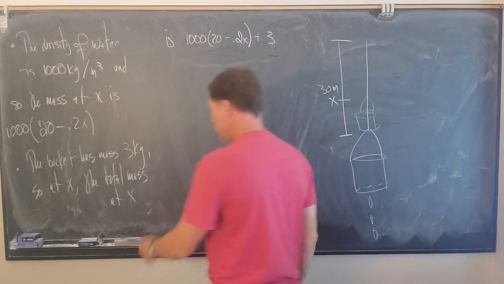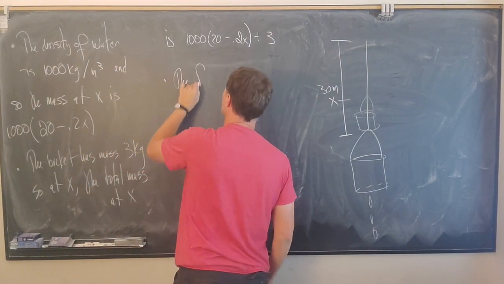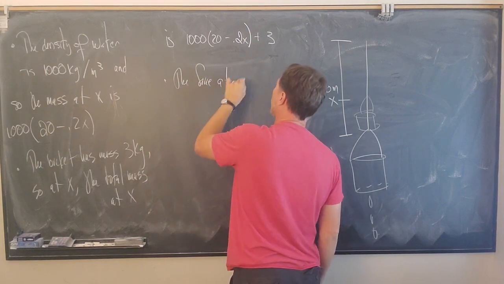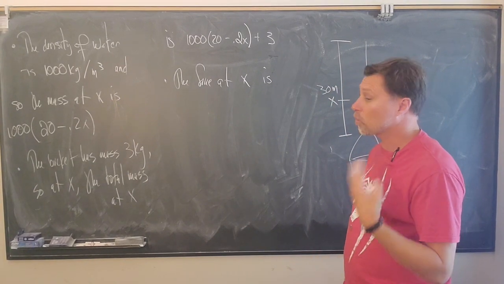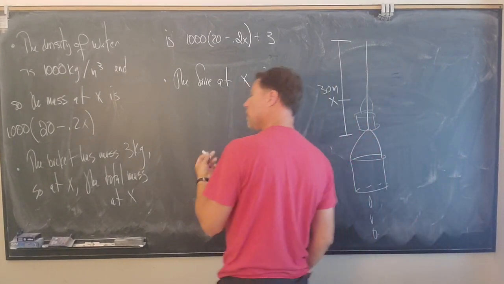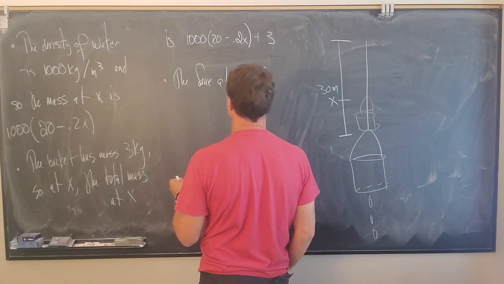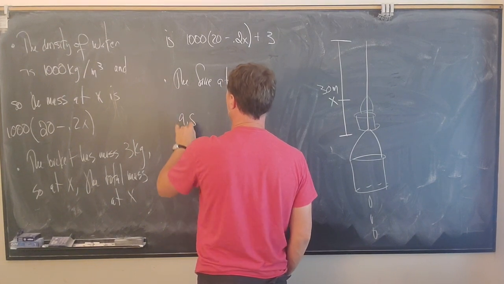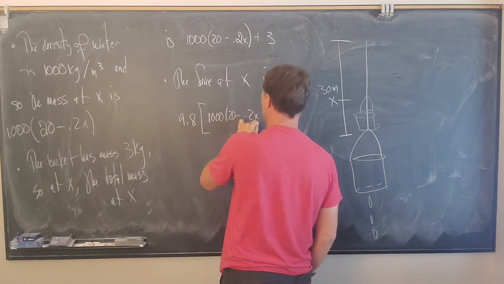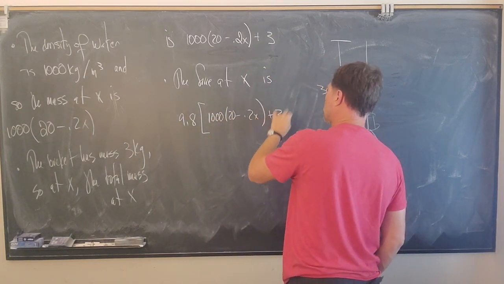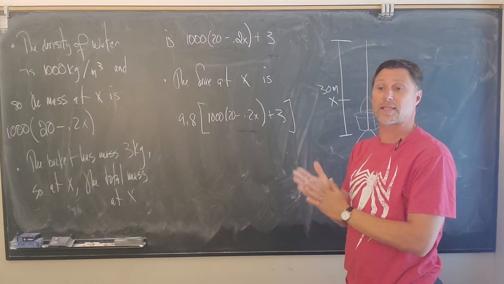Now, what we need, we don't need the mass, we need the force. Right, so the force at x is, so let's see now, how do you compute the force? Well, force is mass times acceleration, and so we need to multiply by our gravitational constant 9.8. And so we get the force at x is 9.8 times 1,000 times 20 minus 0.2x plus 3. Right. This formula right here tells us the force.